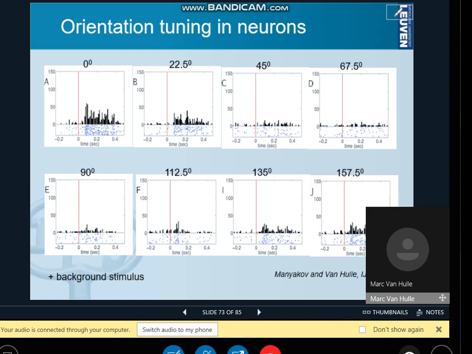You see that the firing rate after stimulus presentation, that's the vertical red line, for 0 degrees is much higher than, for example, for 45 degrees. So there is definitely a tuning. So the data are usable.